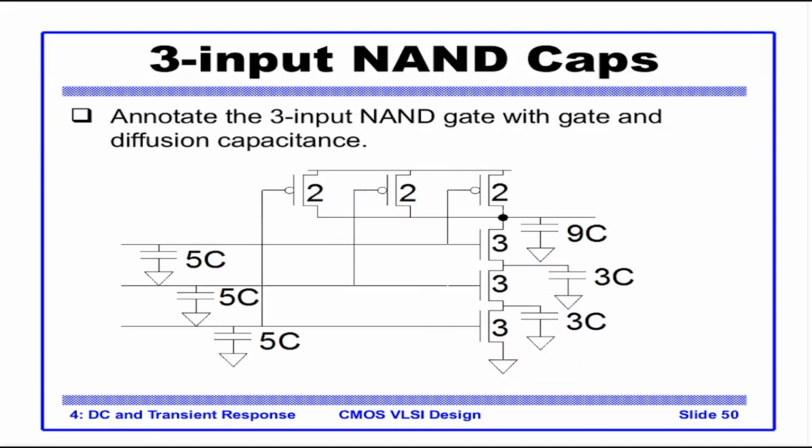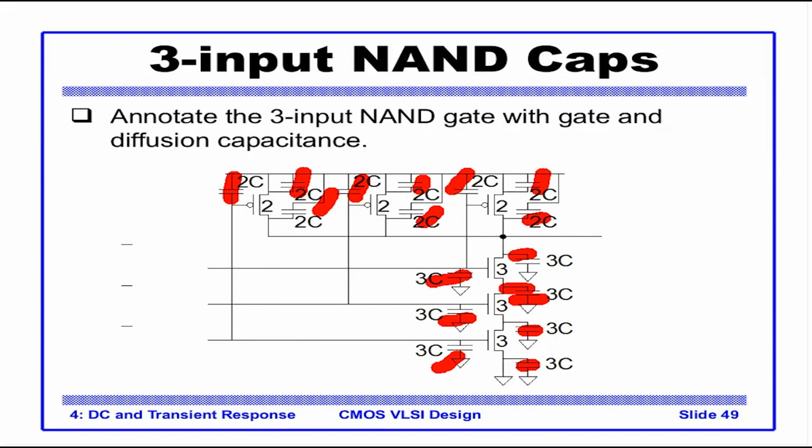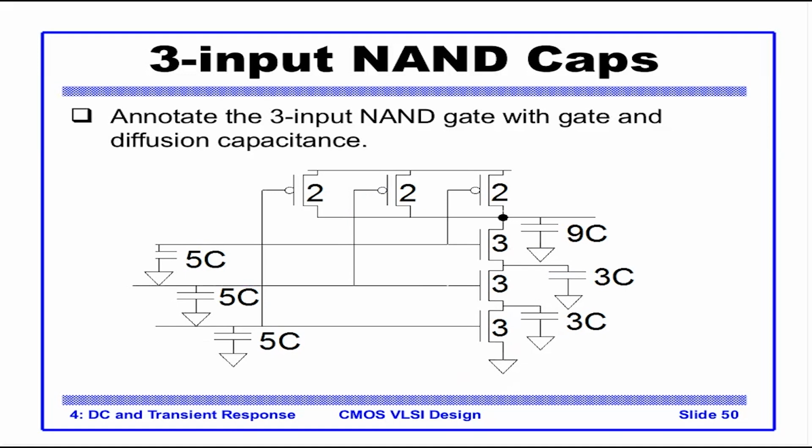Now we combine these. For example, the 2C and this 3C are combined to make 5C, because looking from VDD, there is 2C, then 3C. This 2C and 3C are in parallel, so they add up to become 5C. Similarly we combine the drain and source capacitances wherever they can be combined. So each gate will see 5C.